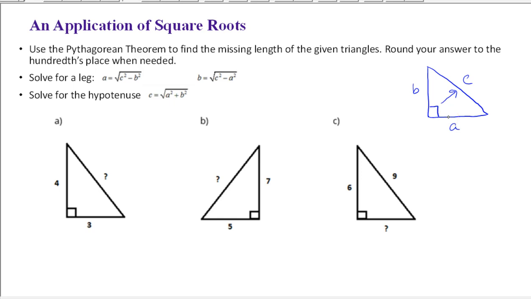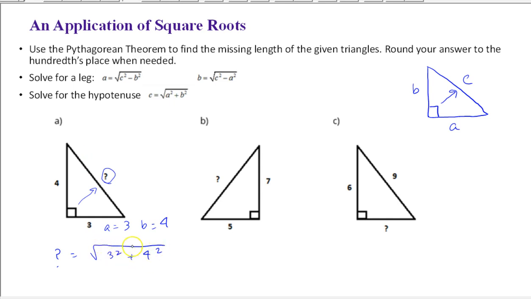So let's look at the first one. I'm noticing the question mark is here, and that's the side opposite the right angle. So that means we're solving for the hypotenuse. I'm going to use this formula right here. Basically the A and the B are 3 and 4. Again, it wouldn't matter if we called B 3 and A 4 in the formula. It works out the same as long as you're consistent along the way. So C, or the question mark here, equals the square root of 3 squared plus 4 squared.